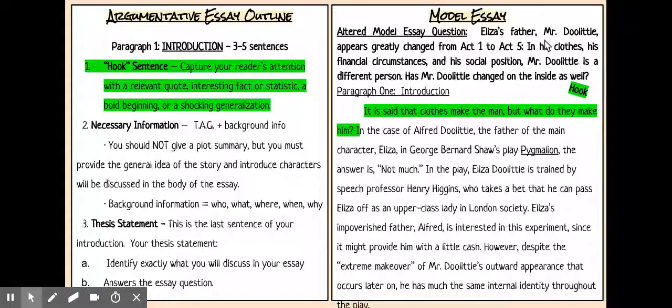Please pause the video at this time. Find your hook. Make sure it's the first sentence of your introduction paragraph. Make sure it's a complete sentence. Starts with a capital letter, ends with a period, question mark, or exclamation point. Please pause the video and highlight or label your hook.